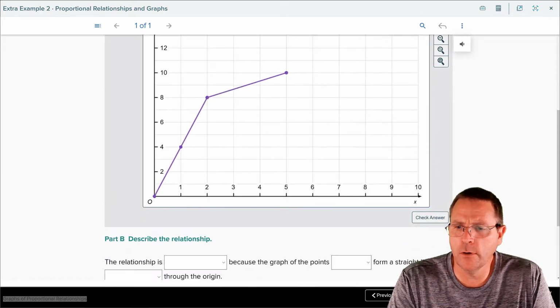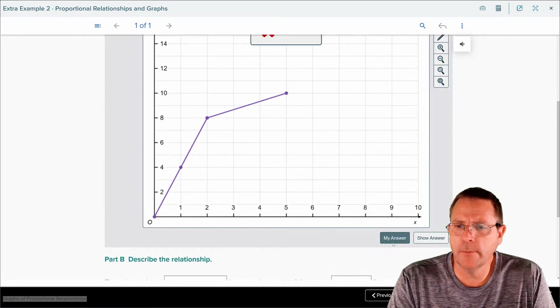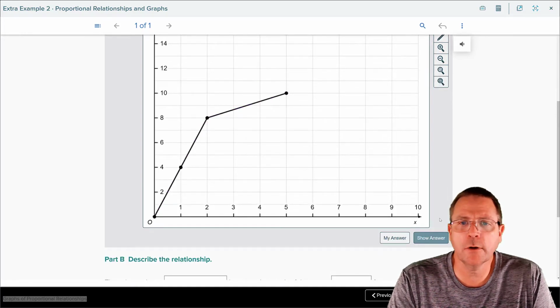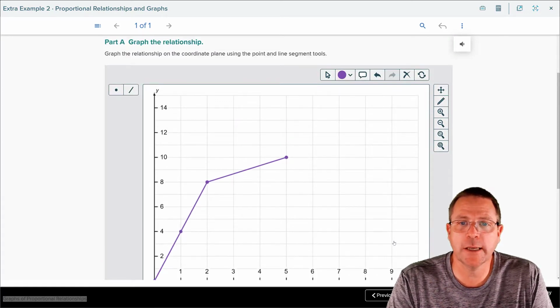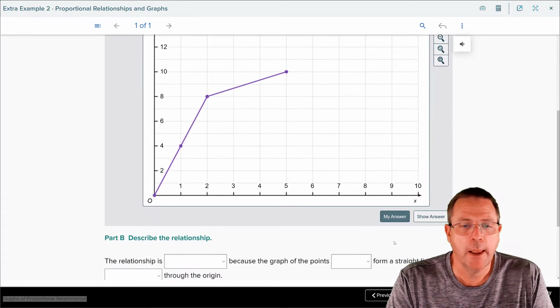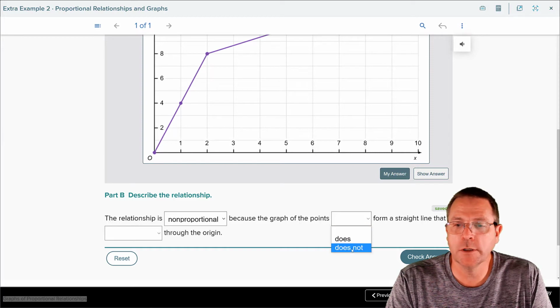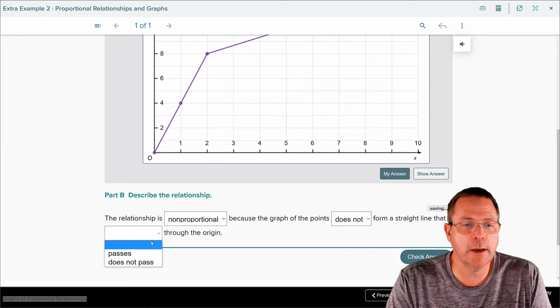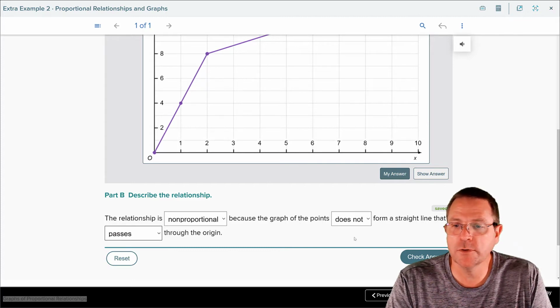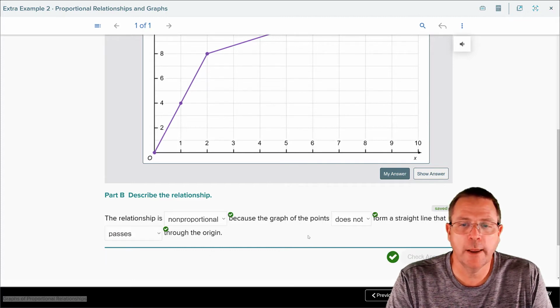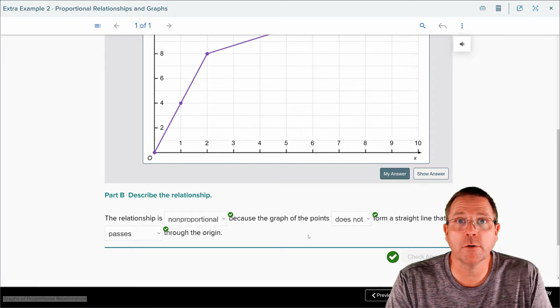It says it's wrong, but I know it's right. My answer, check answer, show answer. Yeah, that's the answer they gave. That's my answer. It's the same exact thing. So my answer is good. And from there, we're going to say the relationship is what? It is not proportional because the points do not form a straight line that passes through the origin. Requires both things. Check our answer, and that one they gave us credit for all parts of it.